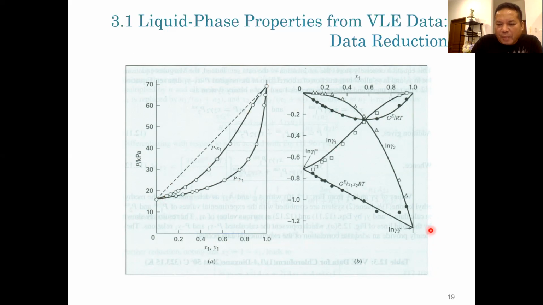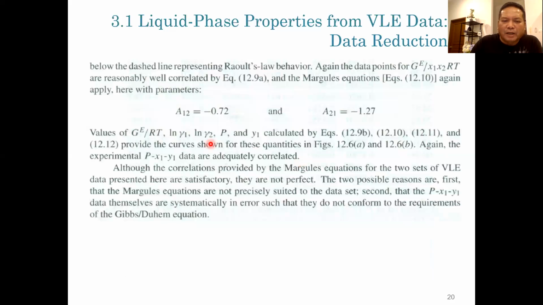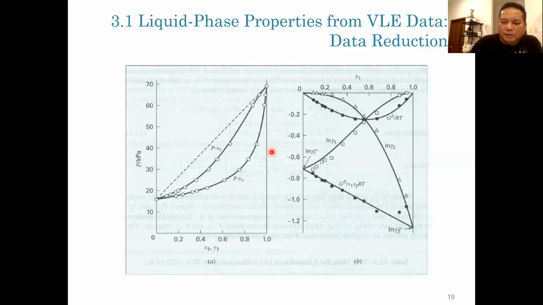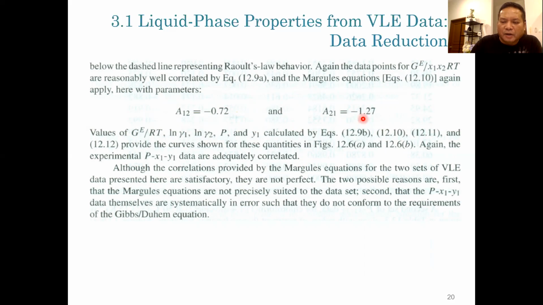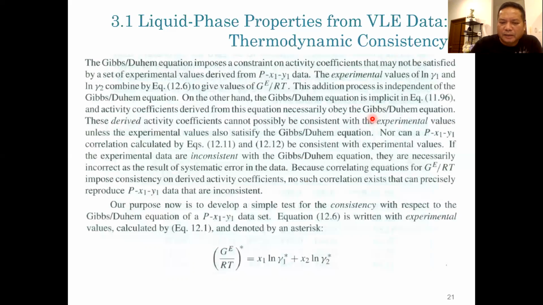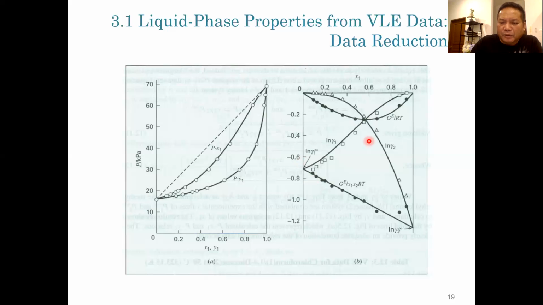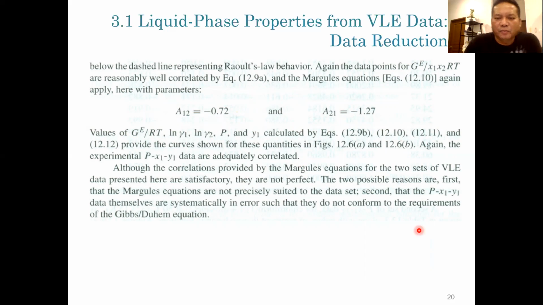Again, we can use this data here to find these values. From that, we got A1 is 0.7212, and this is negative 1.27 here, negative 1.27 there. So from that, we can create the equations.